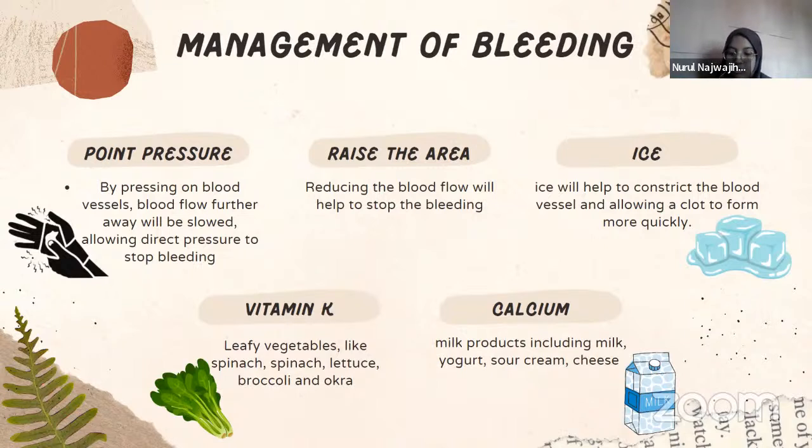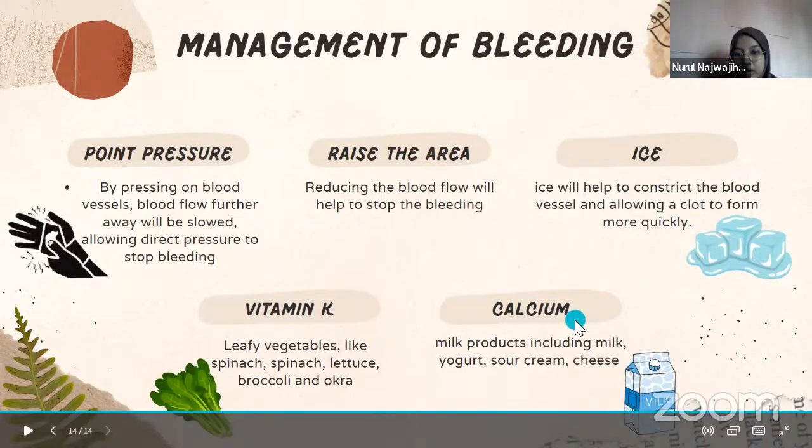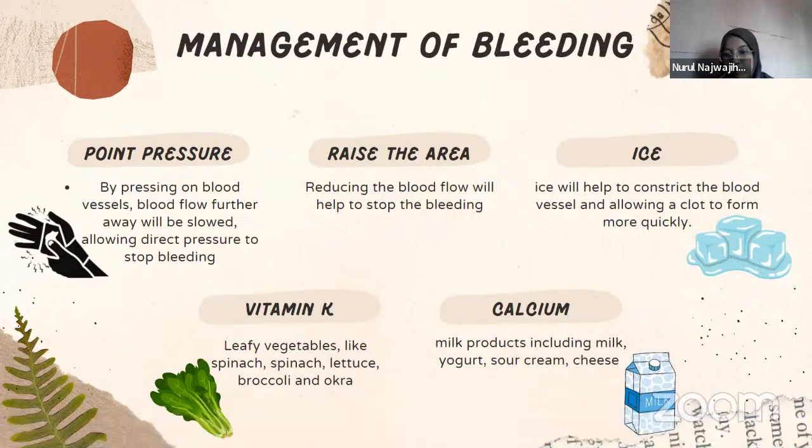Vitamin K can also be produced in the body by the gut bacteria in the gastrointestinal tract, while calcium can be found in milk products, including milk, yogurt, sour cream, and cheese. I think that's it from us. Okay, thank you very much.